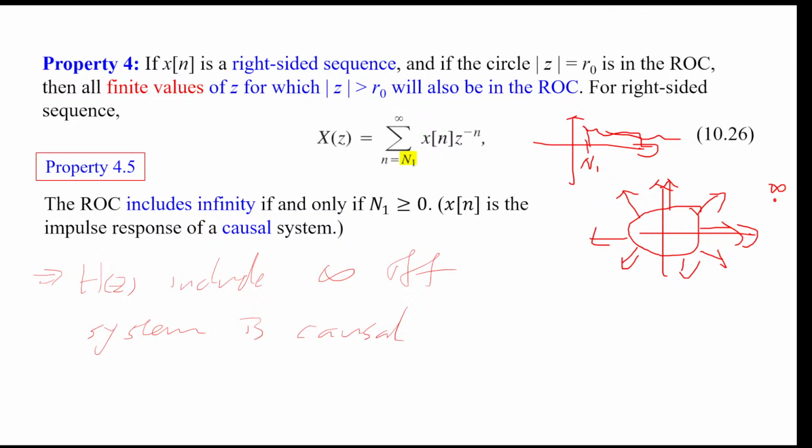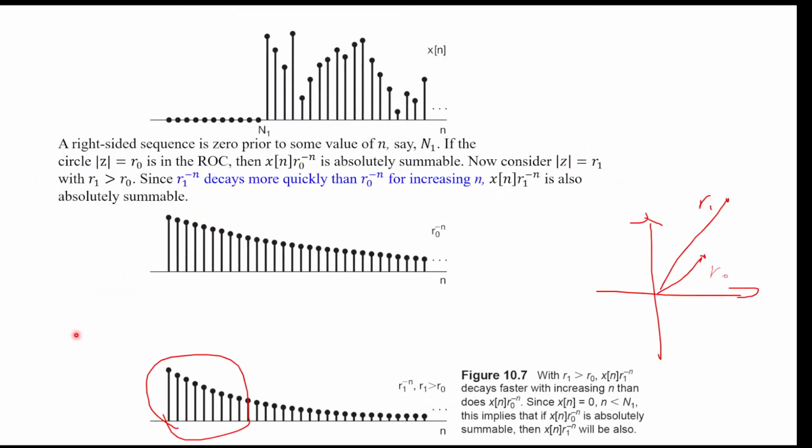Okay, so this is a bit of a spoiler. This tells us how to determine the causality of an LTI system. I should say LTI here. Yeah, an LTI system is causal. Okay, so that's property 4. Property 4 also says something about causality. And then we go back to the proof.